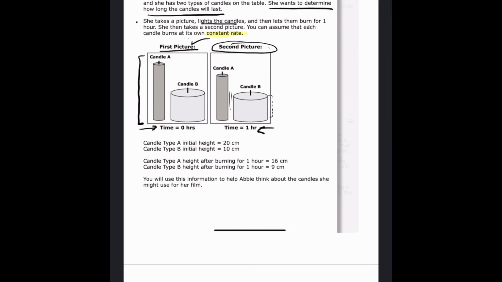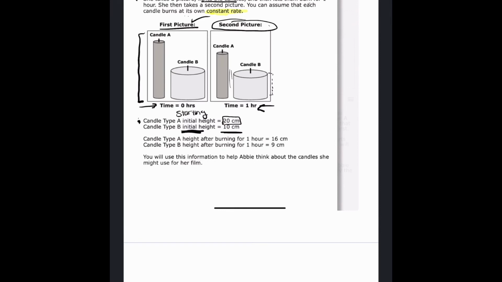Candle A, initial height equals 20 centimeters. Candle B initial height equals 10 centimeters. Well, I remember initial height from last unit. I know that the initial height, or initial, just means the starting point. So that means that candle A started 20 centimeters high, and candle B started 10 centimeters high.